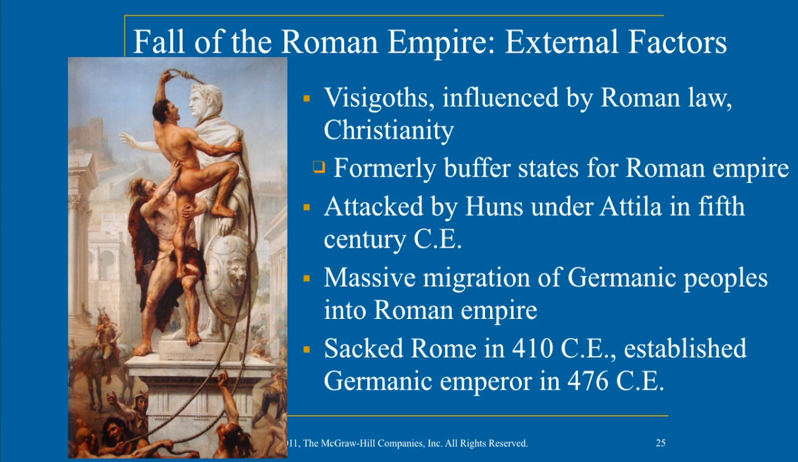The Visigoths were influenced by Roman law and Christianity. They were from basically Central Europe and Southern Europe. They moved into the Roman Empire and originally were buffer states for the Roman Empire. The Visigoths were allowed to live there because they paid tribute to Rome. They kept the people on the other side, like the Goths, away from the Roman Empire and its heart of Rome. And this created a border between the really, really bad guys and just some kind of bad dudes.